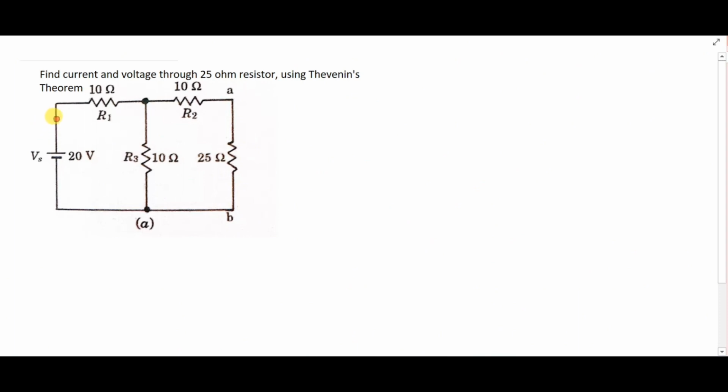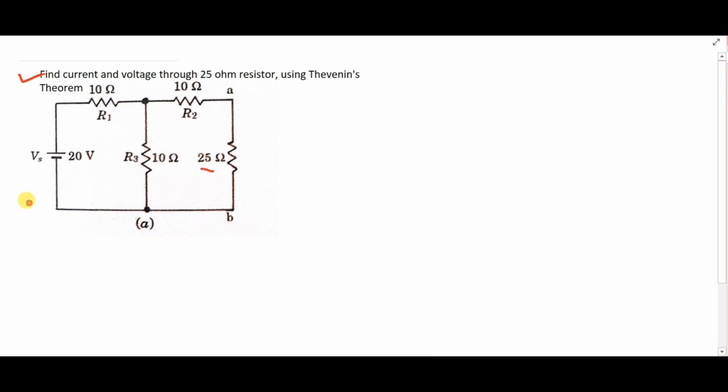Today we are going to solve the problem using Thevenin's theorem. The question has asked us to identify the current and voltage through the 25 ohm resistor in the given circuit. Since we want to determine the current through and voltage across the 25 ohm resistor, our first step is to disconnect the 25 ohm resistor from the original network, resulting in the network.